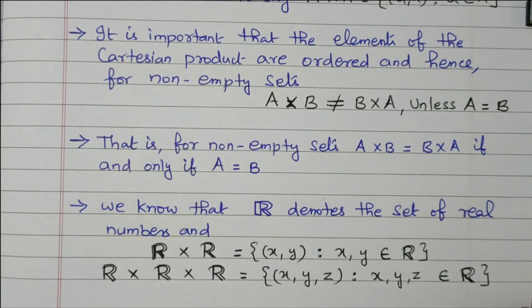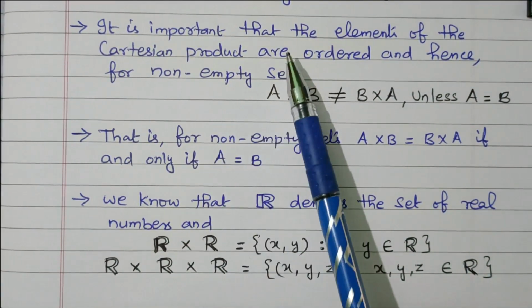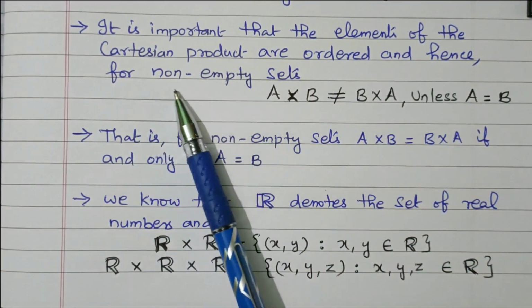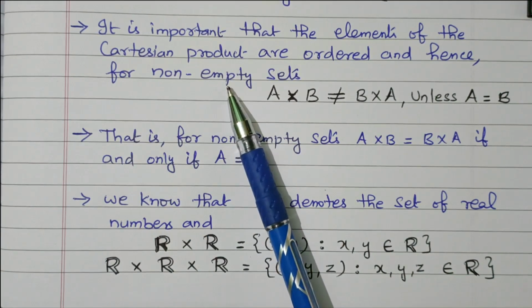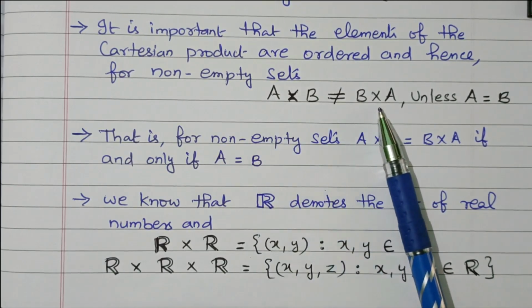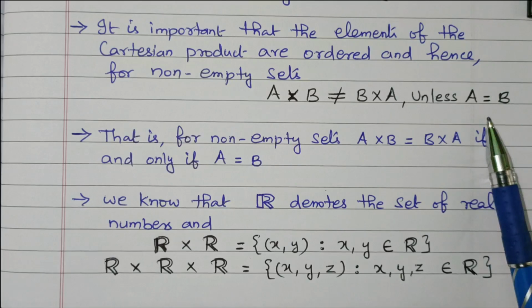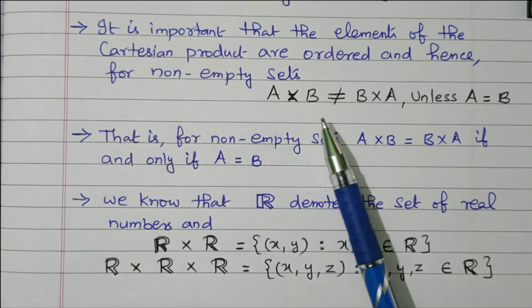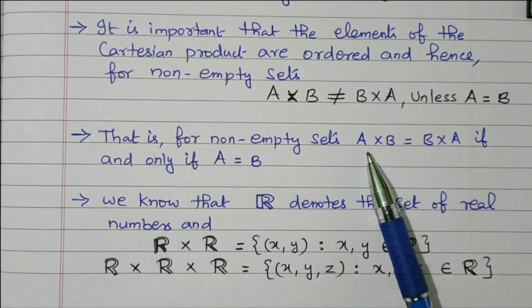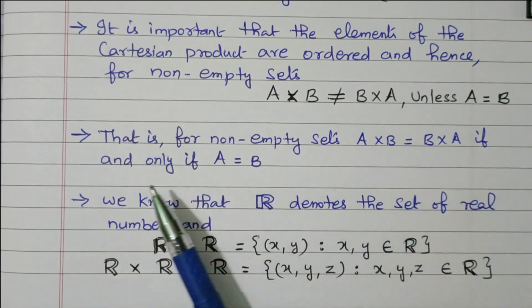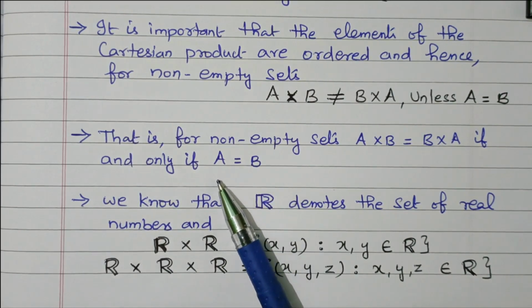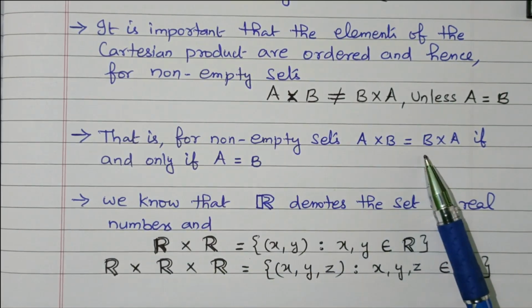It is important that the elements of the Cartesian product are ordered, and hence for non-empty sets, A cross B is not equal to B cross A unless A equals B, right? Unless A equals B, A cross B is not equal to B cross A. That is, A cross B equals B cross A if and only if A equals B.